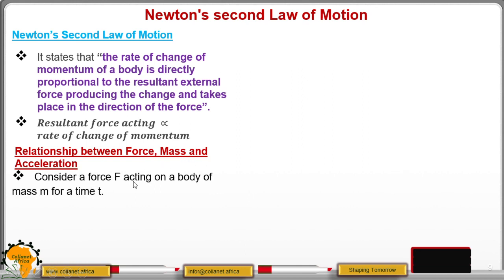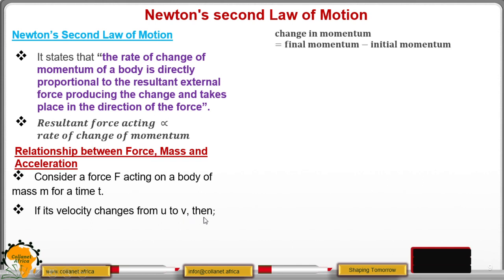Consider a force F that is acting on a body of mass m for a time t. If its velocity changes from u, where u is the initial velocity, to v, where v is the final velocity, then we can say that the change in momentum is equal to the final momentum minus the initial momentum. And we have seen that from the definition, momentum is given by mv.